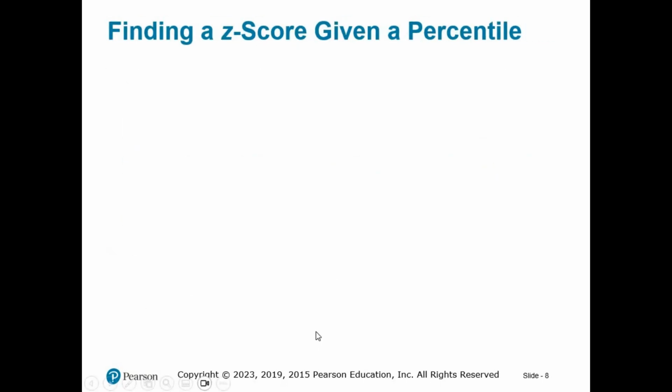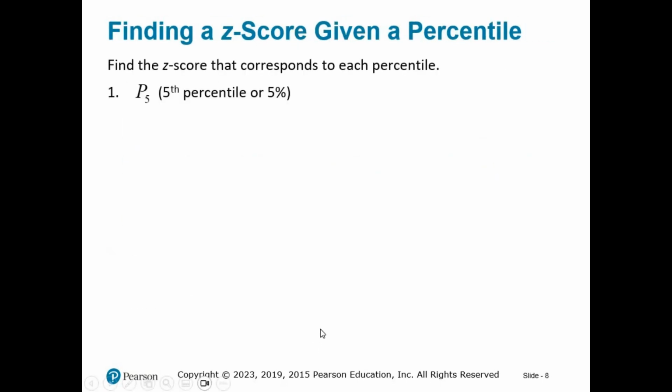Now occasionally you're going to be asked for the z-score that corresponds to a given percentile, like this one, the 5th percentile. That's how you read this notation, 5th percentile. It's also 5%. We treat percentiles just like other decimal numbers. For this example, the 5th percentile is the same z-score that corresponds to an area of 0.05.